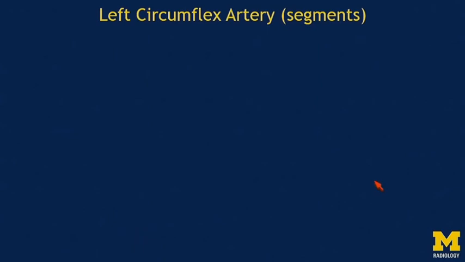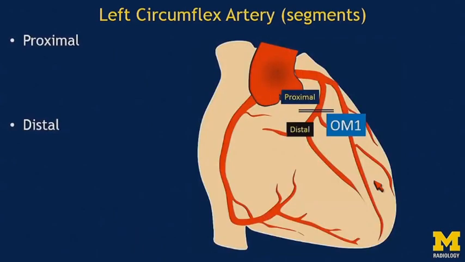The circumflex segments are very, very easy. It's divided by the obtuse marginal artery. So prior to the origin of the obtuse marginal is the proximal, and typically, like I said, after the origin of a major obtuse marginal, the circumflex artery becomes relatively small, so then that is called the distal circumflex.